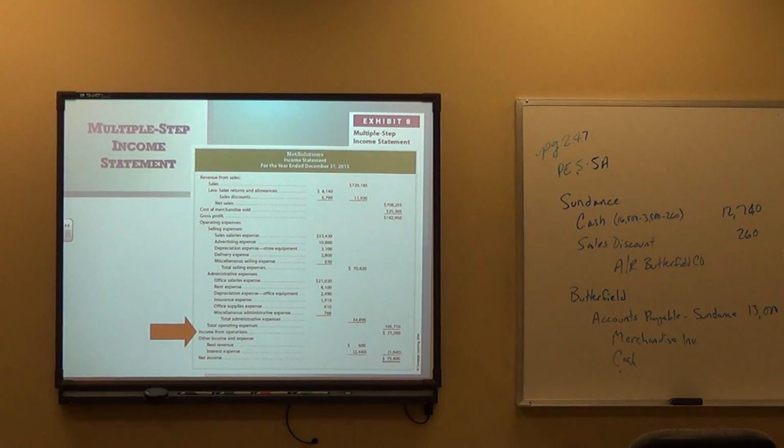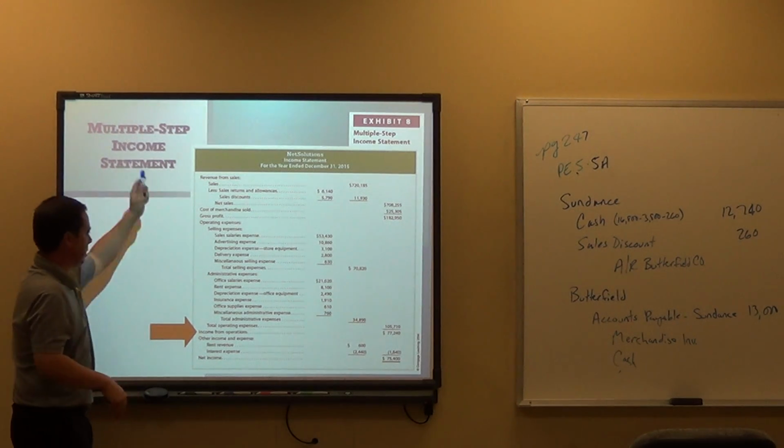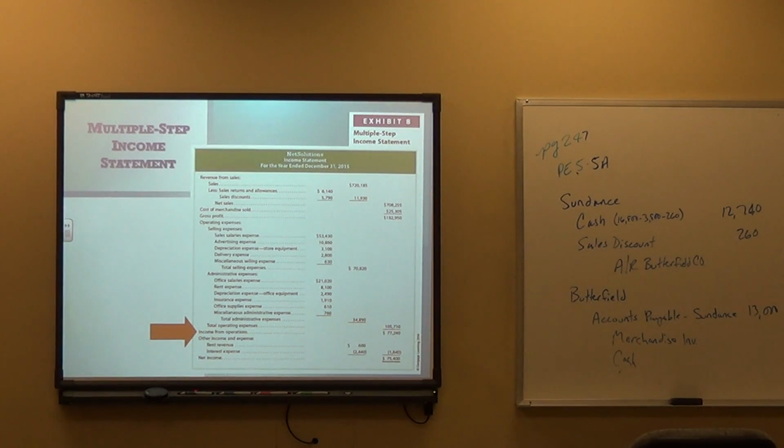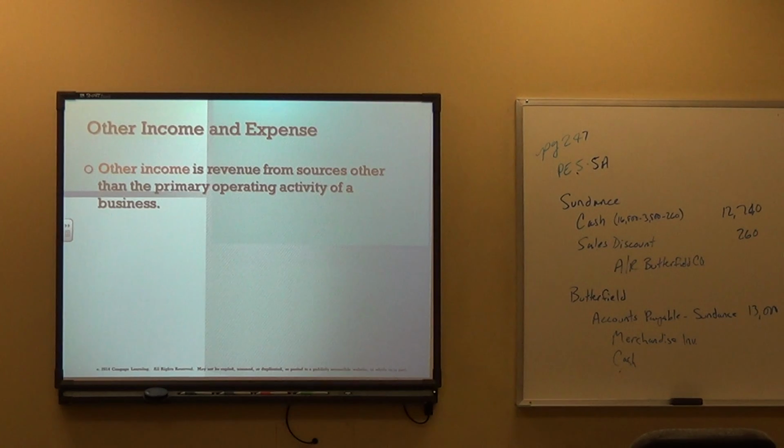Now you have your other section here, which covers other things you may do that do not pertain to the normal operations of what you do as a company. As you can see, there's rent revenue, because we might rent out a portion of our building or another building that we have. But that's not what we do for business. Our business is selling merchandise, whatever it may be. And then we have interest expense as a part of that also.